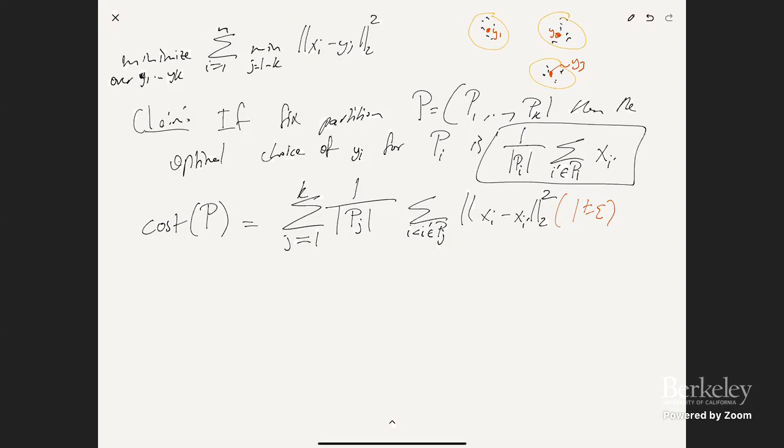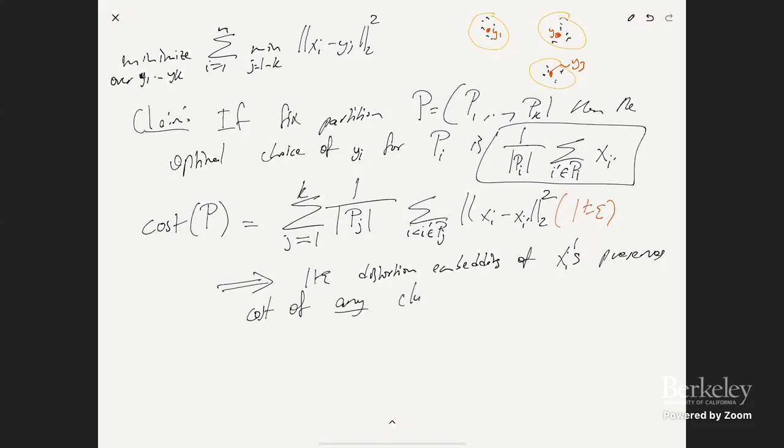So this implies that a 1 plus epsilon distortion embedding of the xi's preserves the cost of any clustering, any partition, up to 1 plus epsilon. Okay, so I can get such an embedding, do JL on the points, and now cluster the lower dimensional versions of the points, and I'll still have a nearly optimal clustering for the original point set.